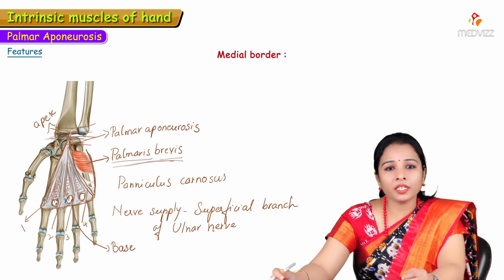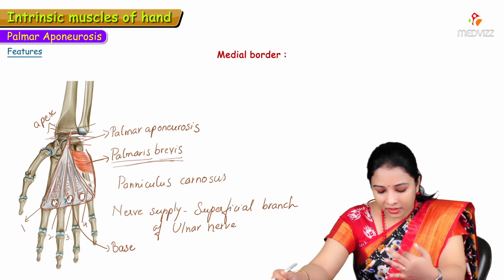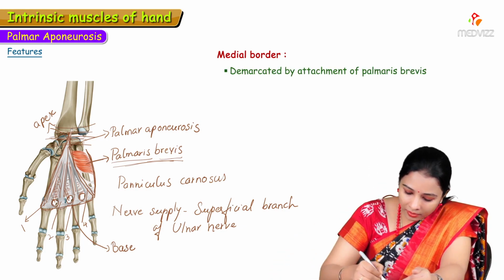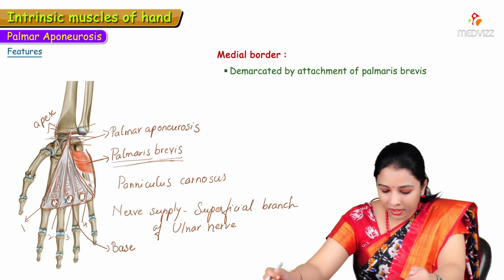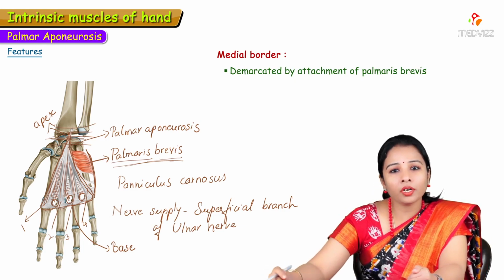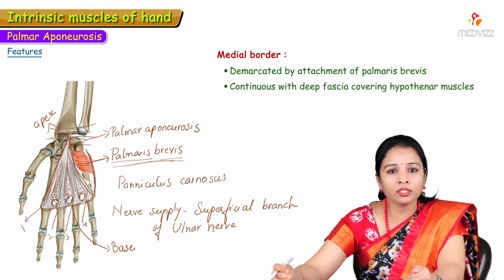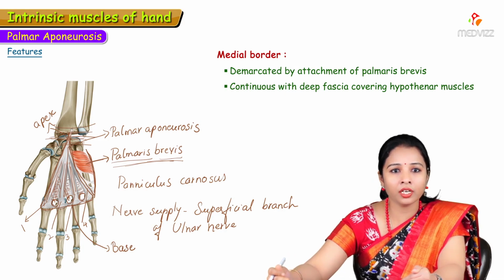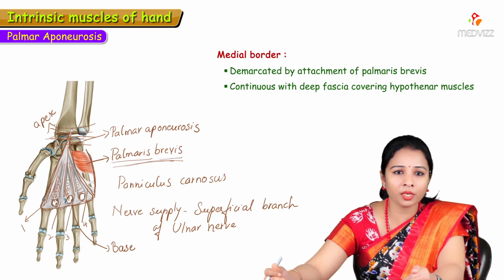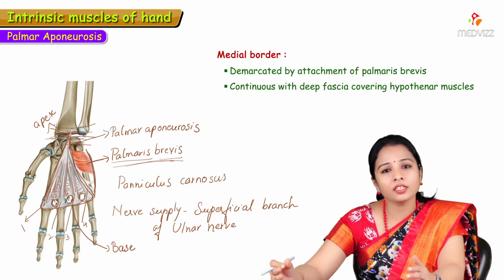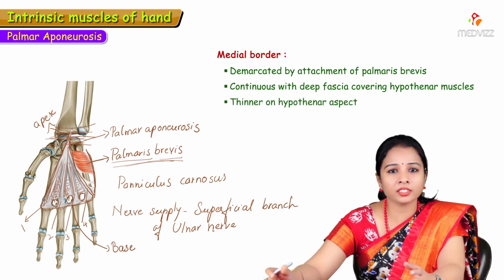So next, about the medial border. The medial border, we can see here, gets demarcated by the attachment of palmaris brevis. Further, it continues as the fascia covering the hypothenar muscles, so the deep fascia of the hypothenar muscles. It is a little thinner on the hypothenar aspect.